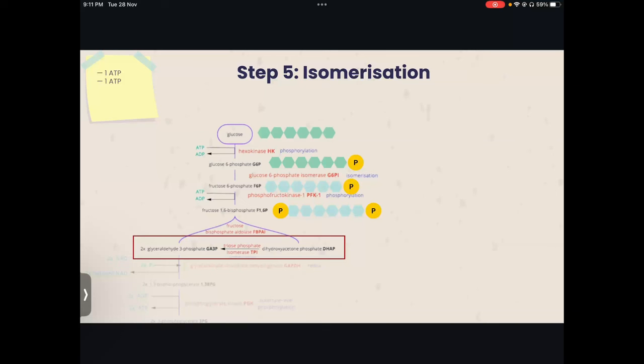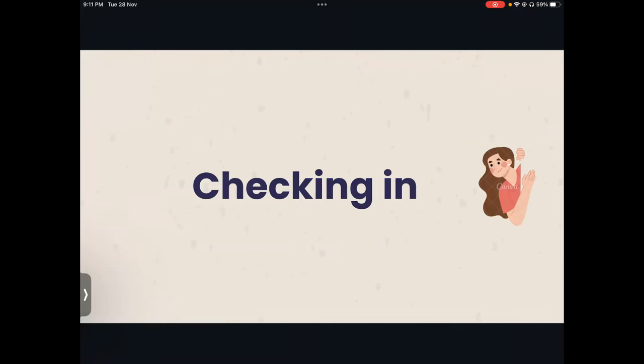Everything from here on out in the glycolysis pathway is doubled because you have two molecules of glyceraldehyde 3-phosphate. And they're 3-carbon. Remember that. They're two separate molecules of a 3-carbon chemical called glyceraldehyde 3-phosphate.